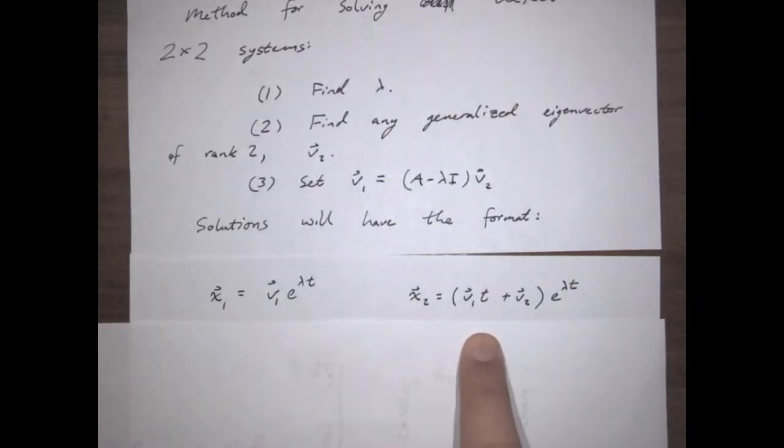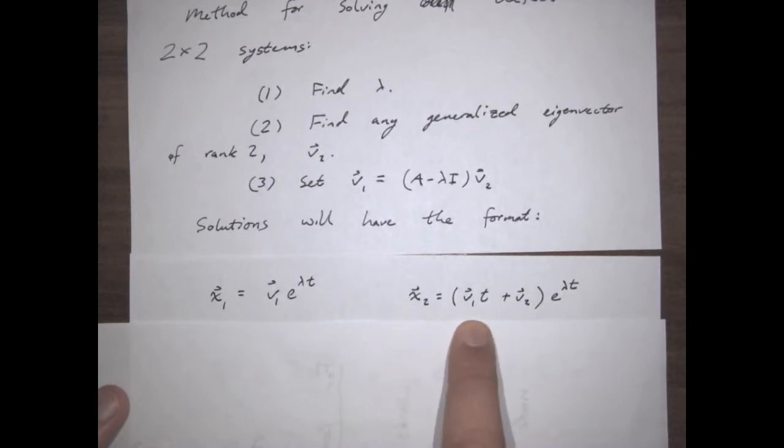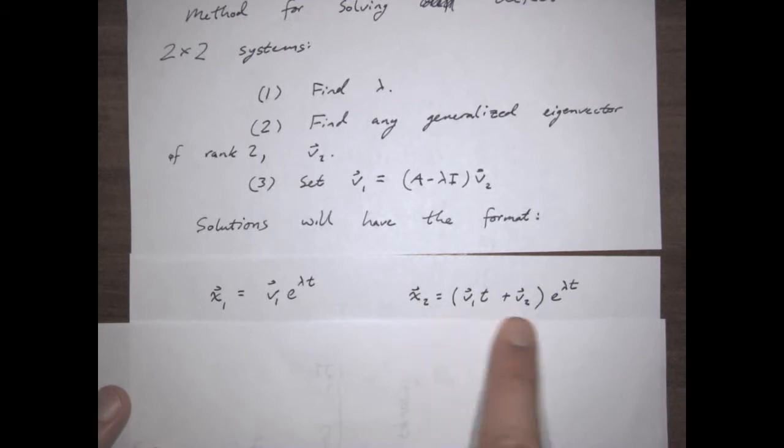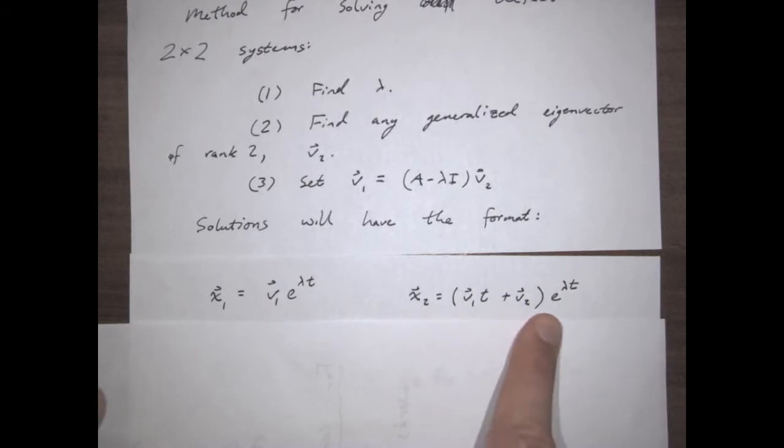Now it's how x2 is made that changes things up. So x2 is equal to v1 t. This is very similar to what we might have thought we would have to do. We might have thought what you had to do was to do what we do in other cases and disambiguate with an extra factor of t. And it's similar to that, but the difference is that we have t times v1 plus v2, and that times e to the lambda t. So x2 is equal to (v1 t plus v2) times e to the lambda t.